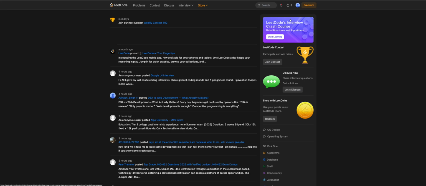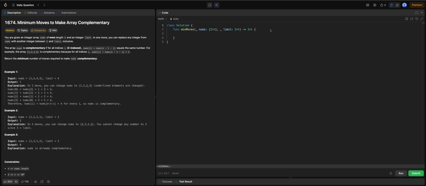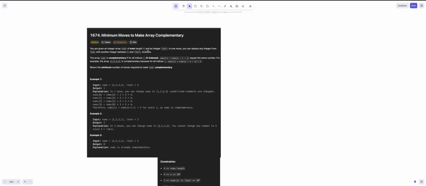Alright, welcome back to the daily Leetcode problem in Swift. Today's Leetcode problem is considered a little bit tricky. But anyways, we're gonna try to solve as much as we can. Today's Leetcode problem is Minimum Moves to Make Array Complementary.